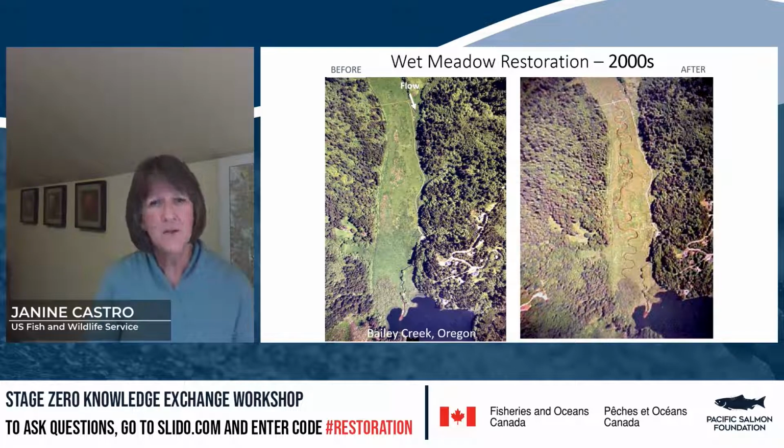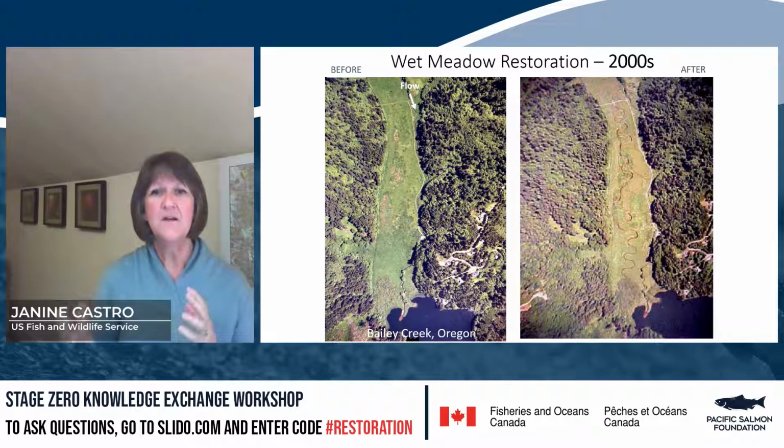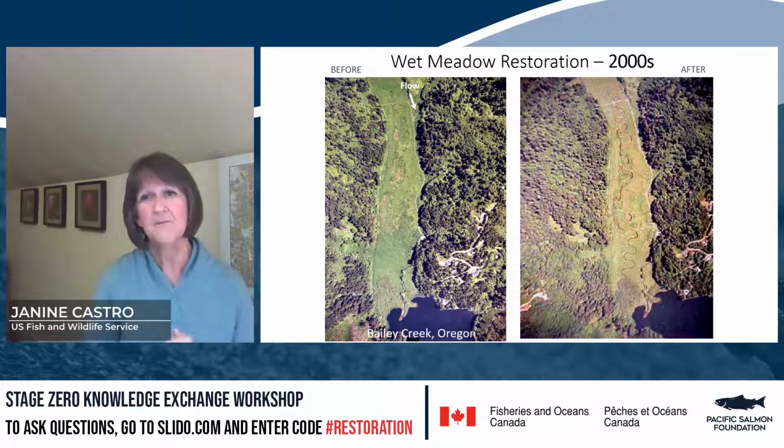And there was starting to be a recognition that floodplains, what we were calling wet meadows, had value. And how do we reconnect them? So you can see in Bailey Creek as the example, this stream had been channelized. And in the figure on the right, or the aerial photo on the right, you can see the single thread meandering channel that Colin was talking about that was designed to bankfull.